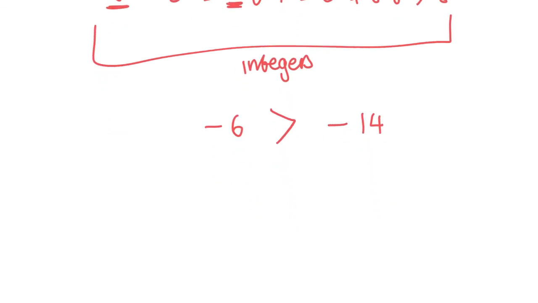How about you give one a try? Which one's bigger, -5 or +5? You can pause and give this a try. All right. Hopefully you decided that +5 is the bigger one because it is the more positive number.